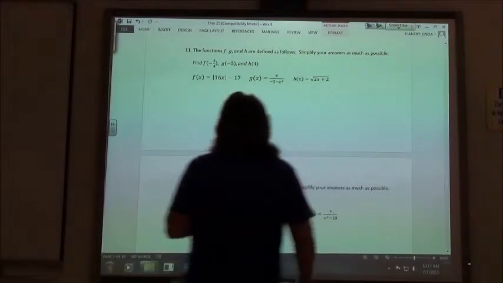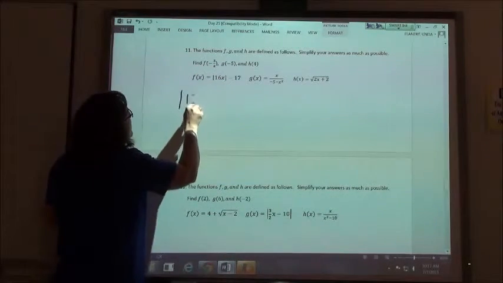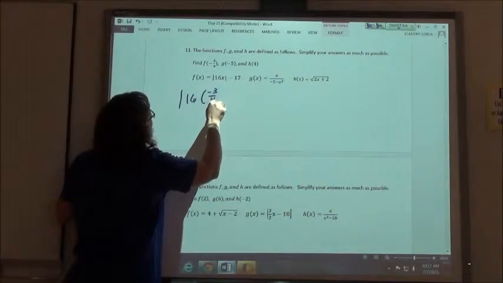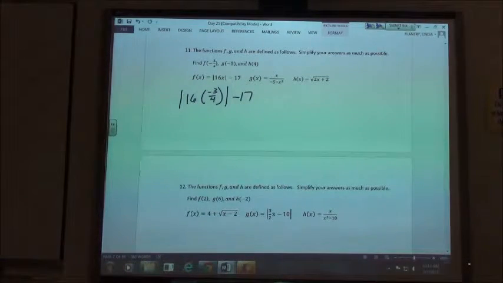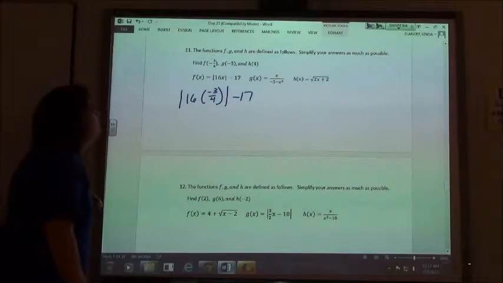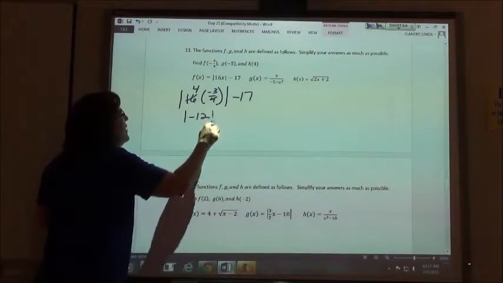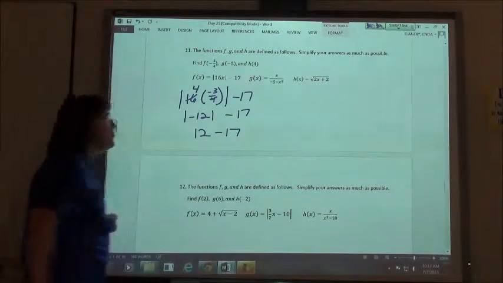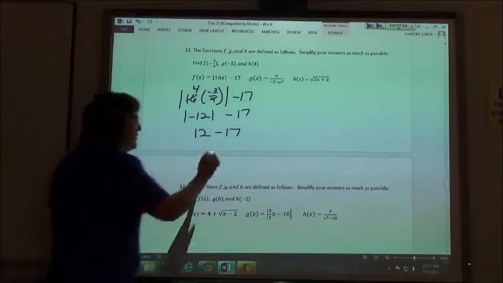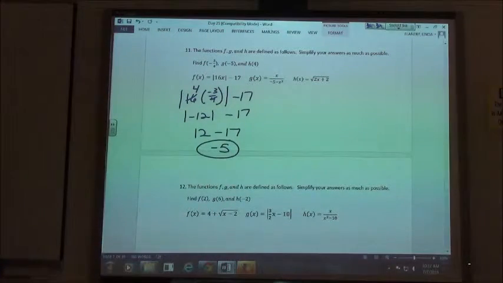So number 11 says we're going to start out with f of negative 3/4. So we're doing the absolute value of 16 times negative 3/4, and then we're going to minus 17 from that answer. So 16 times negative 3/4 would be negative 12. The absolute value of negative 12 would be 12. And then 12 minus 17 would give us an answer of negative 5. Simplified as we can get it.